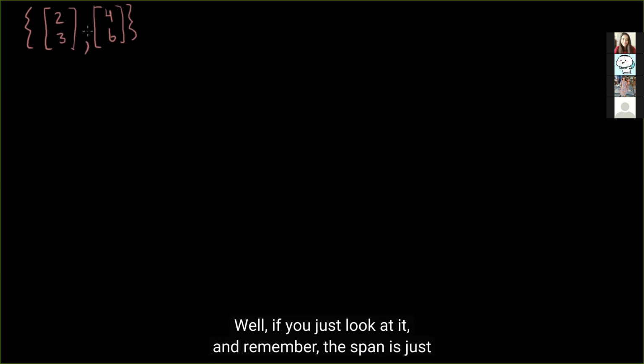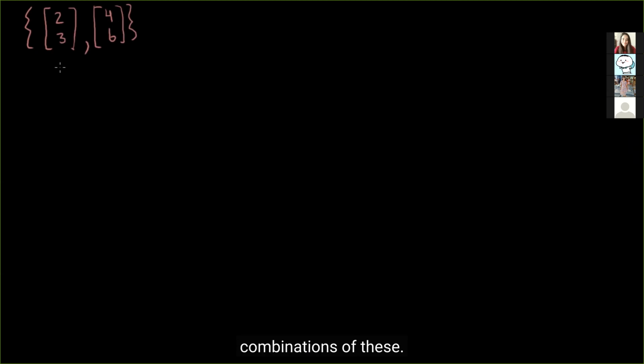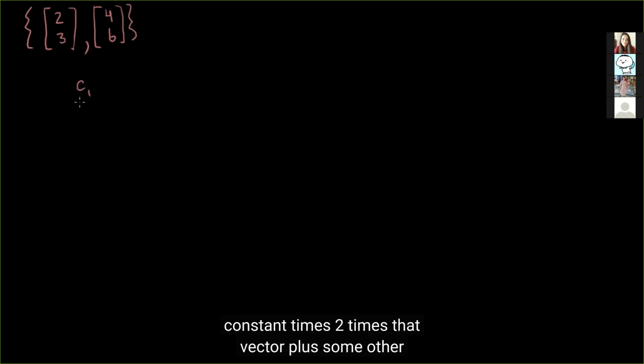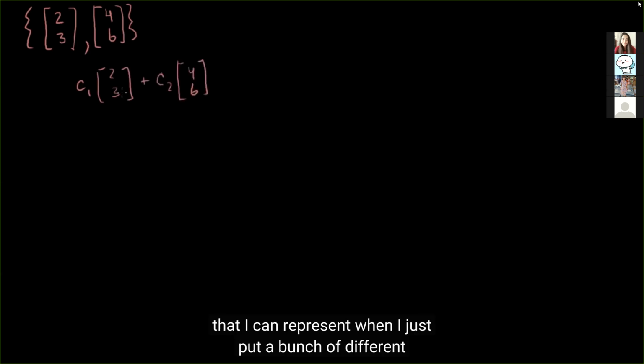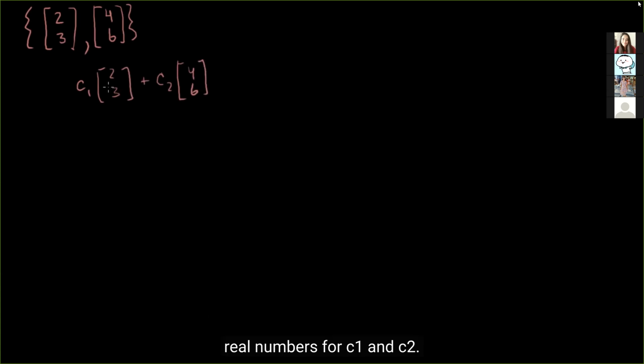Well, if you just look at it, and remember, the span is just all of the vectors that can be represented by linear combinations of these. So it's the set of all the vectors, and if I have some constant times that vector, plus some other constant times this vector, it's all the possibilities that I can represent when I just put a bunch of different real numbers for C1 and C2.